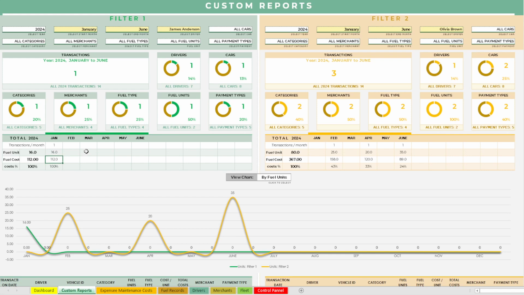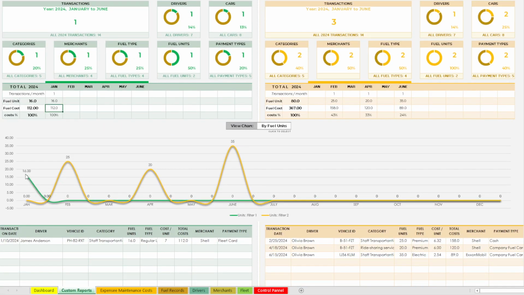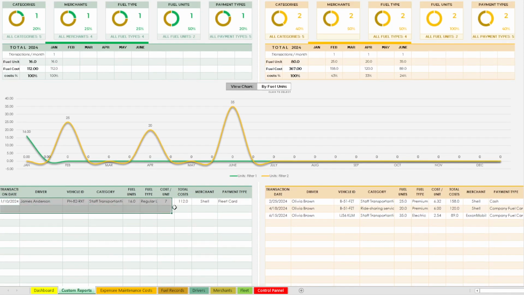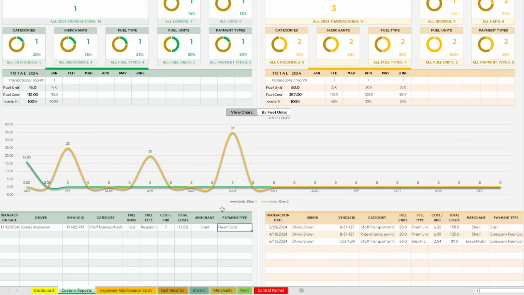Do you want to see more details? Of course, you will see in the chart 60 in January and 0 for the rest of the year. Do you want to see all the transaction dates? You will have it presented here. James Anderson, this is the car ID, this is the category staff transportation, 60 units regular unleaded gasoline, total cost, merchandiser Shell, and he paid with the fleet card.